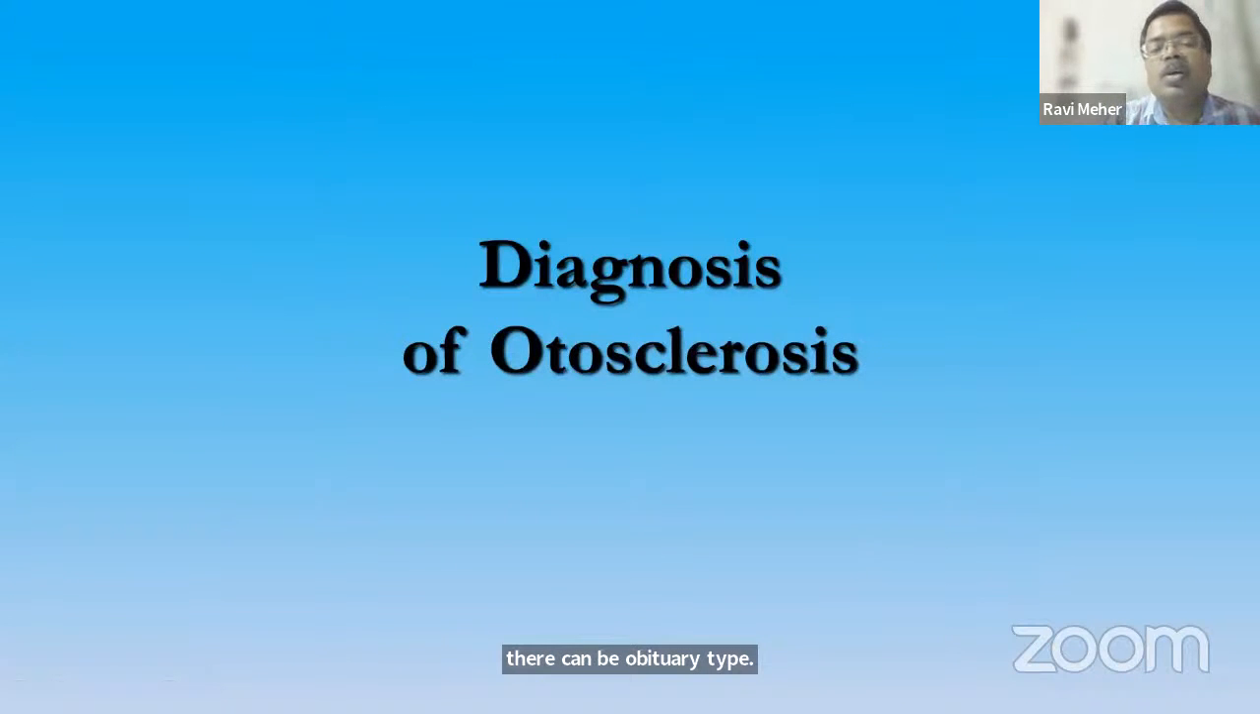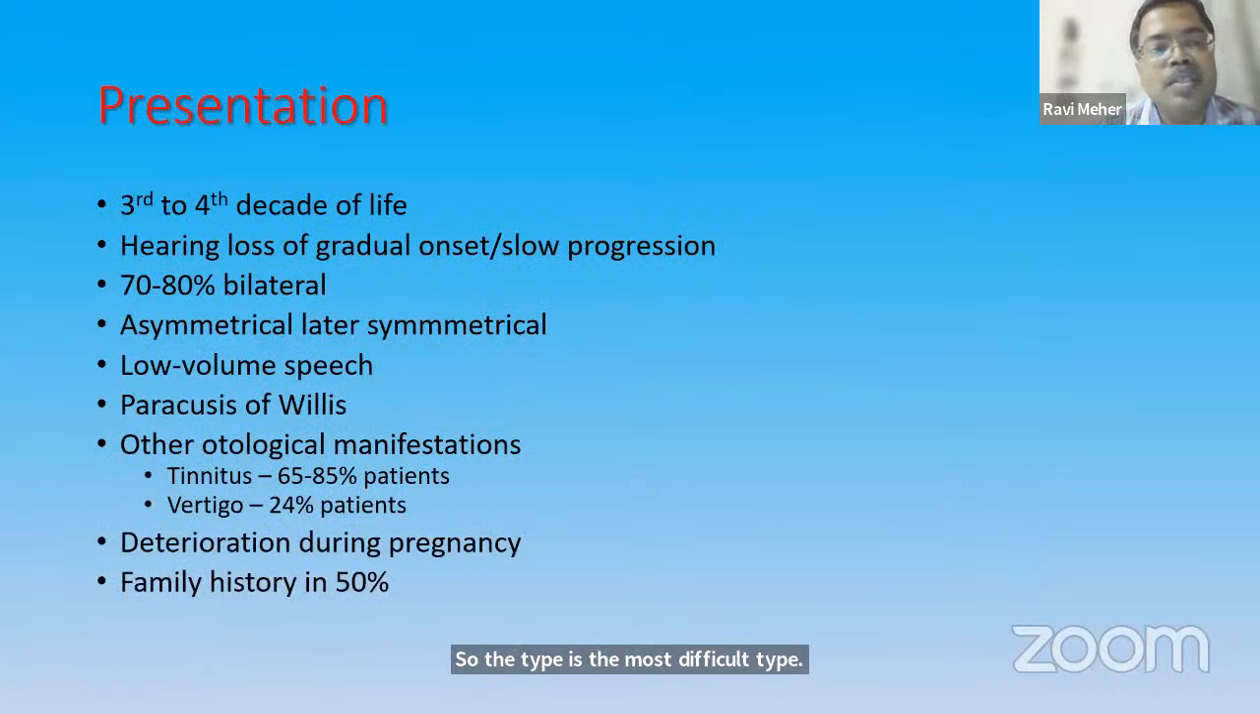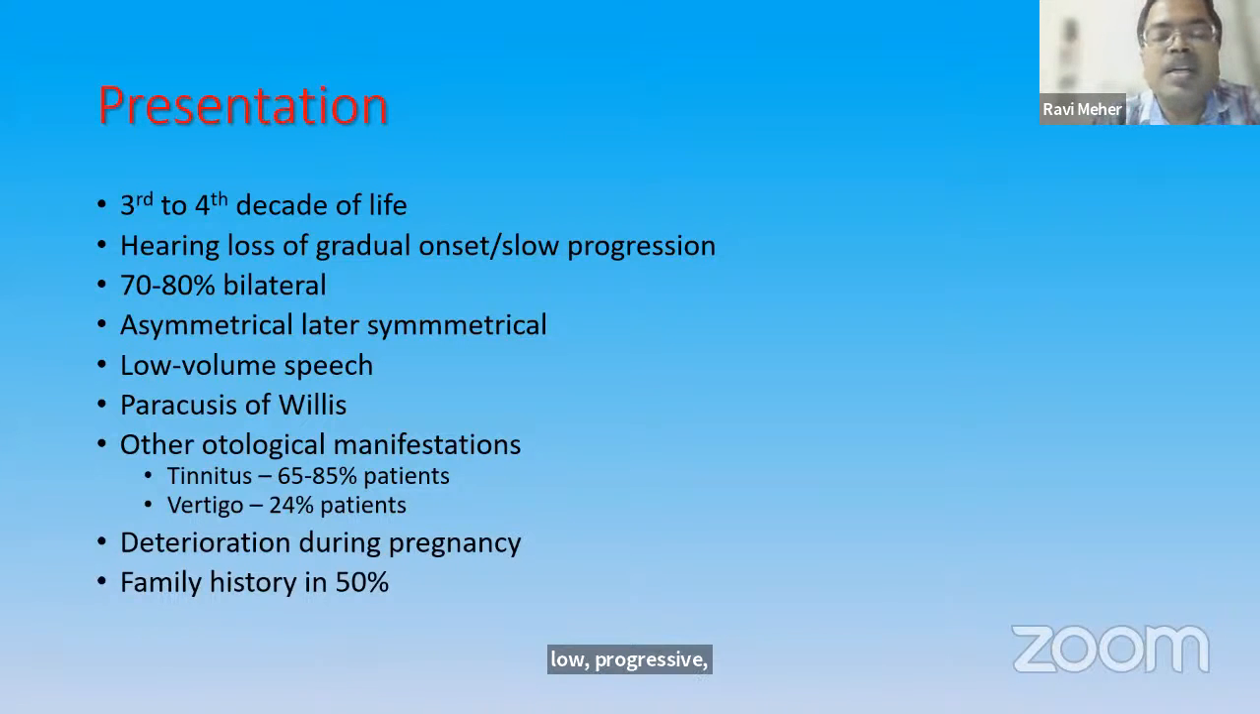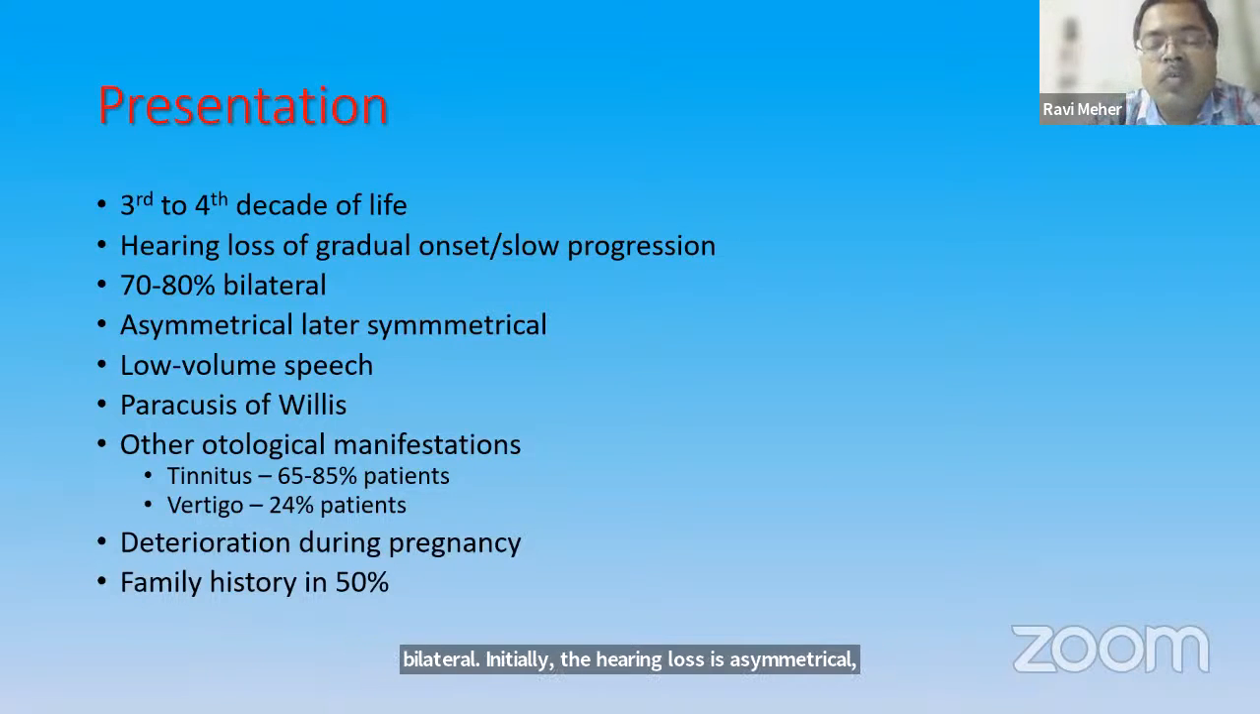So how do you diagnose? Diagnosis: it usually presents in the 3rd to 4th decade of life. Patient has gradual onset of hearing loss, which is slow progressive. 70 to 80% of patients will have bilateral disease. Initially, the hearing loss is asymmetrical, but later it can become symmetrical hearing loss. Patient has classically low volume speech, right? Because of the autophonia, the patient will have low volume speech because there's a conductive hearing loss. Patients with sensorineural hearing loss actually have very high volume speech, right? So the patient will be very soft spoken.